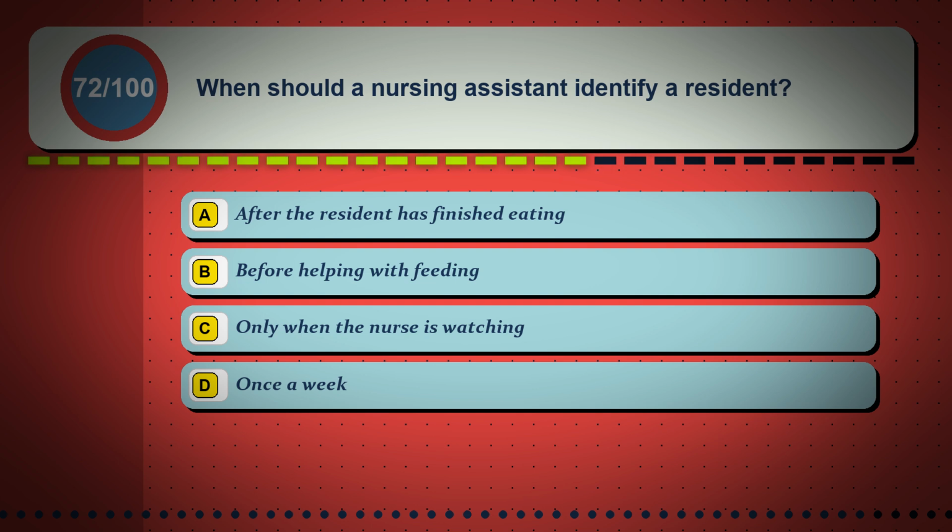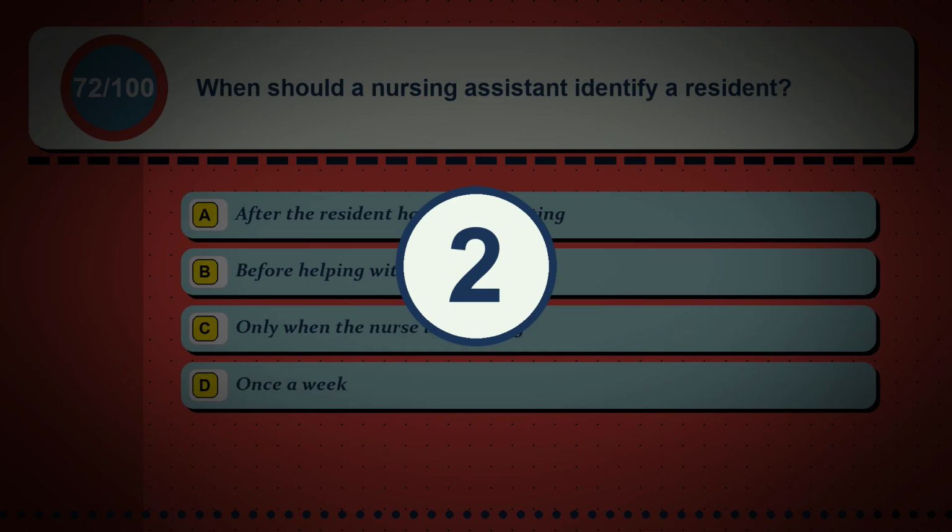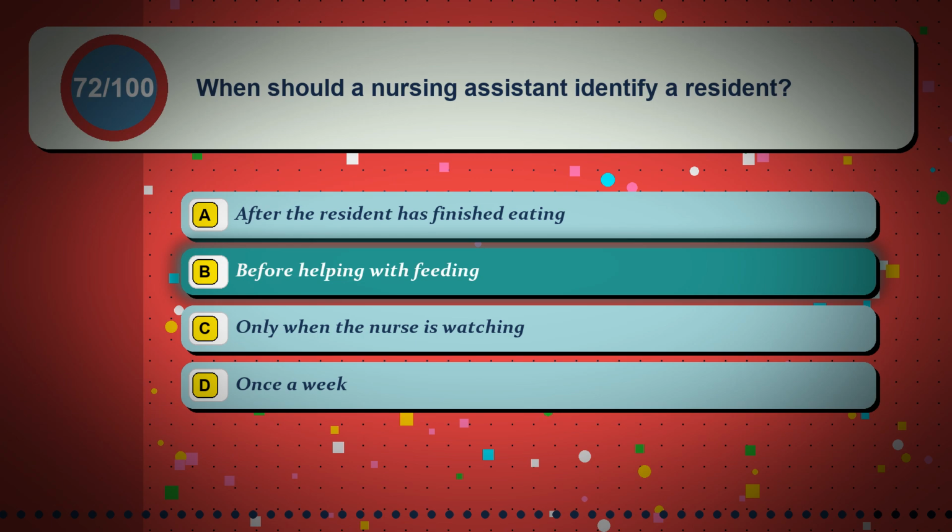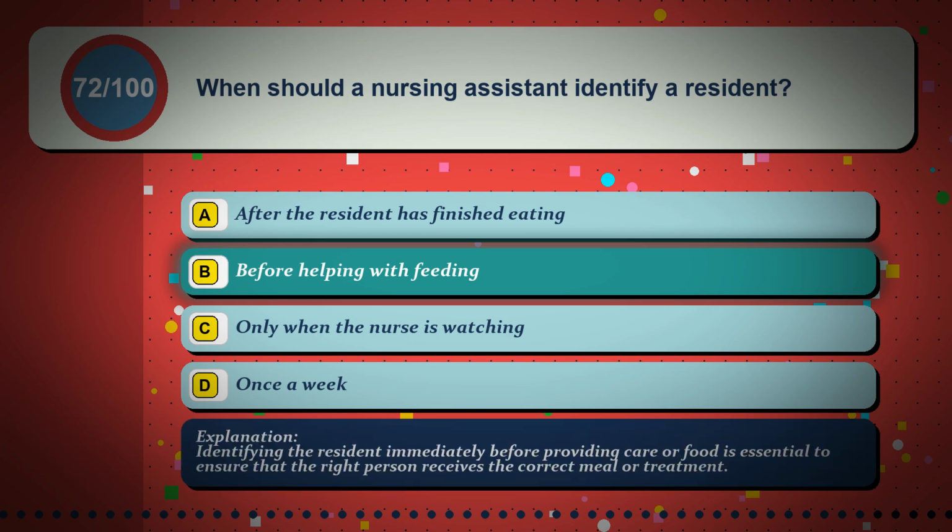Option A, after the resident has finished eating. Option B, before helping with feeding. Option C, only when the nurse is watching. Option D, once a week. The correct answer is option B, before helping with feeding. Identifying the resident immediately before providing care or food is essential to ensure that the right person receives the correct meal or treatment.